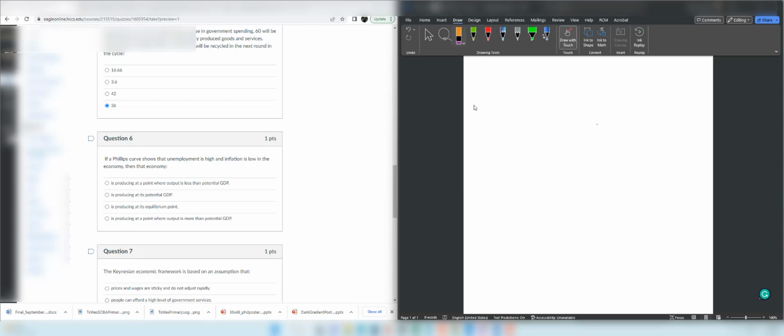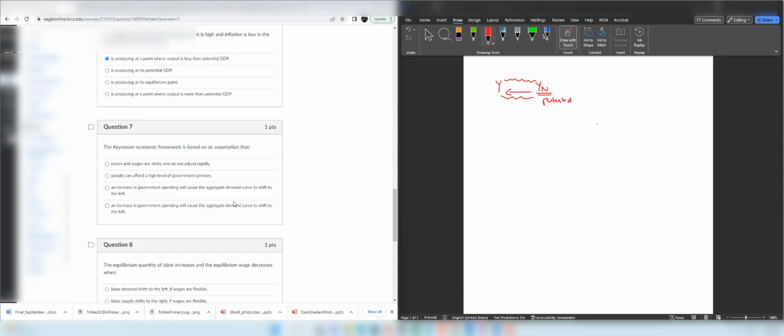If we have high unemployment, the economy is producing somewhere here, and this is my potential GDP. Potential GDP is the GDP level at the natural rate. Somewhere below the potential, we have less production, and because of this production gap, we have high unemployment, and because of low demand, we have low inflation. So the right answer is the first one.